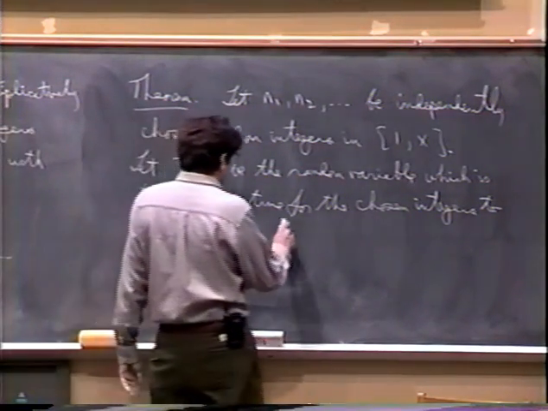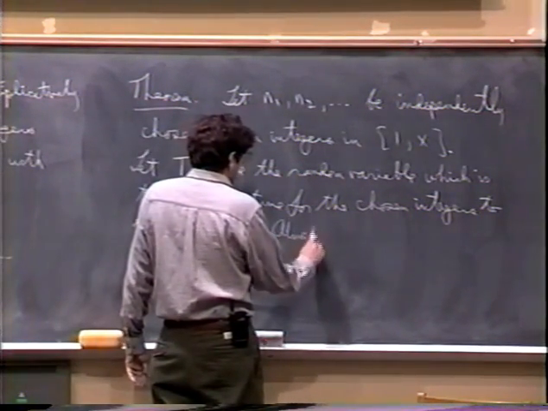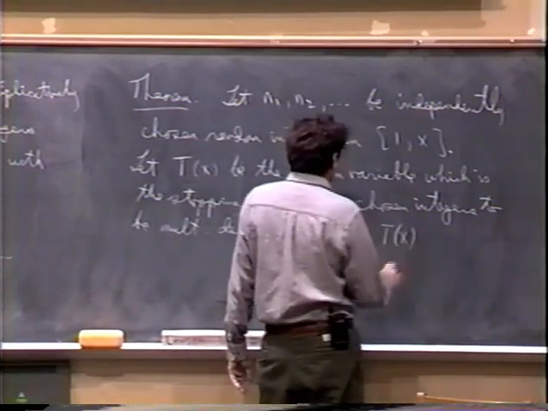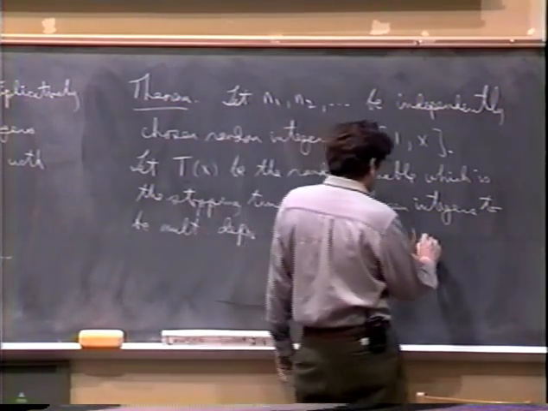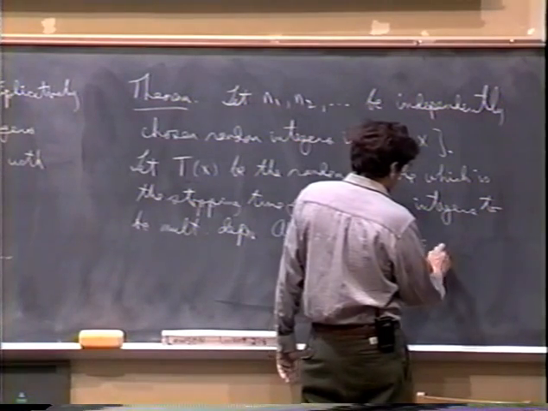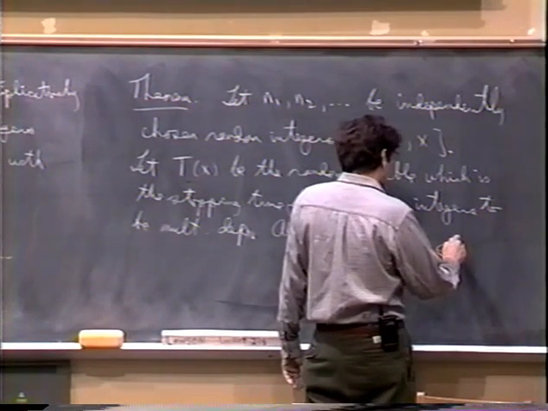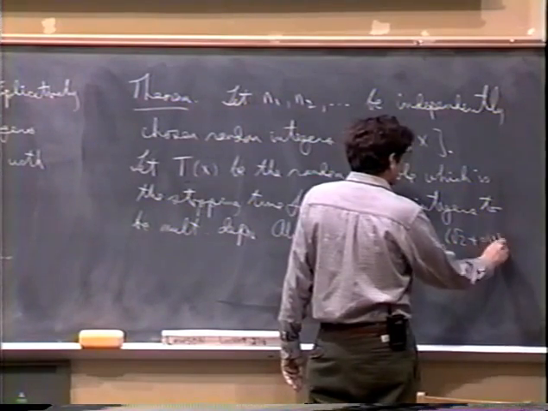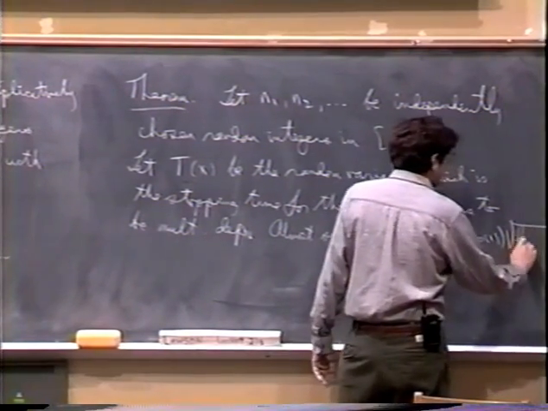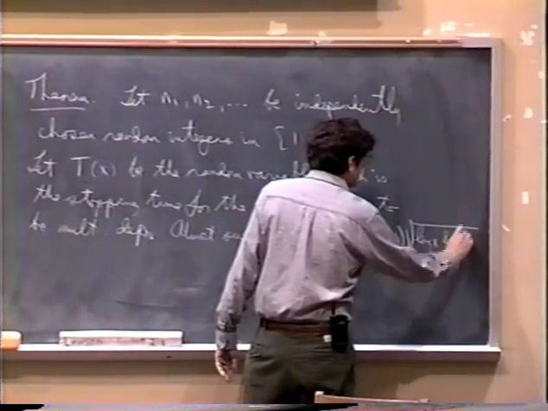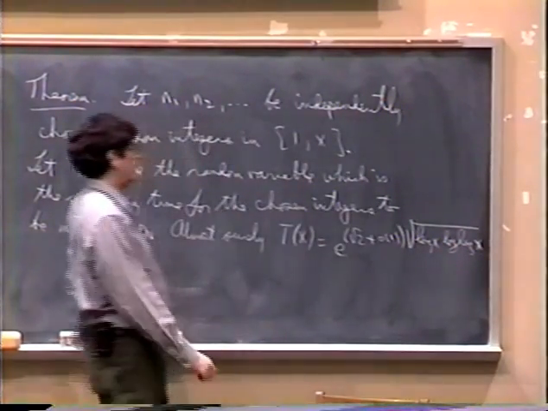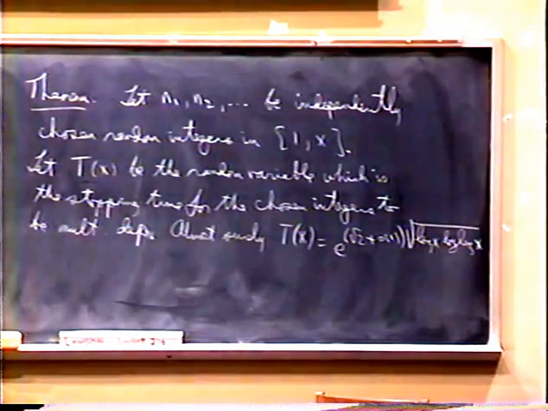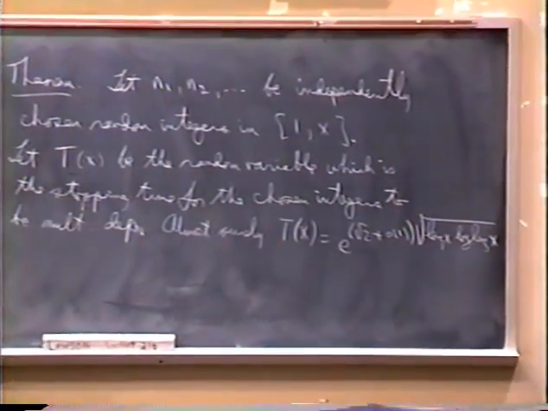Then almost surely t of x, or you could say the expected value of t of x or whatever, is this function of x. It's e to the constant square root of 2 plus something going to 0 times the square root of log x log log x. That's what it is. That's the answer to the problem.